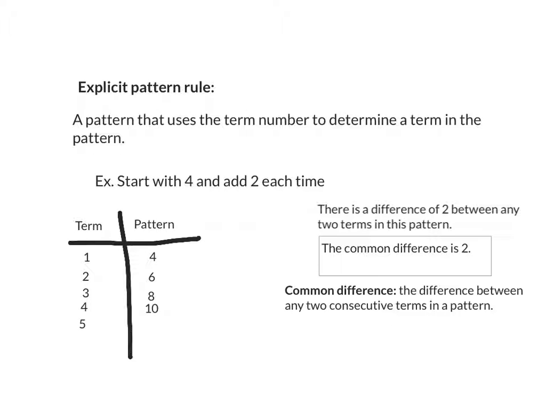Because of this, we can look at this particular chart right here. By this pattern rule, we know that we start with 4 and add 2 each time. So in that case, we start with 4 and we're going to add 2 each time for every single term. So 4, and then we're adding plus 2 equals 6, plus 2 equals 8, plus 2 equals 10. So what do you think comes next? If you said 12, you are correct.